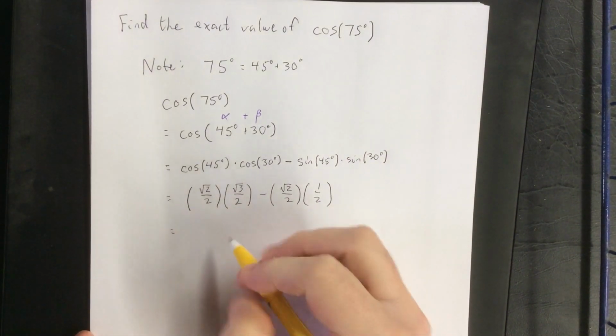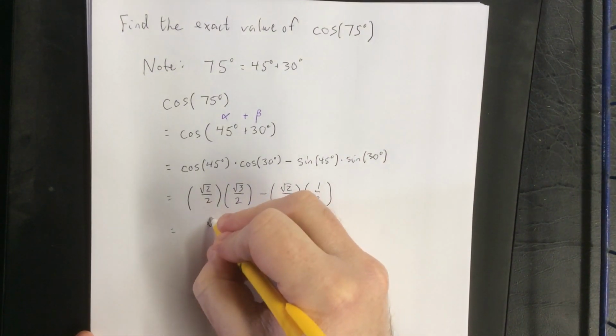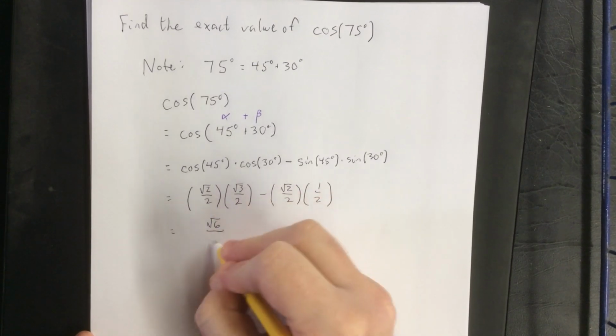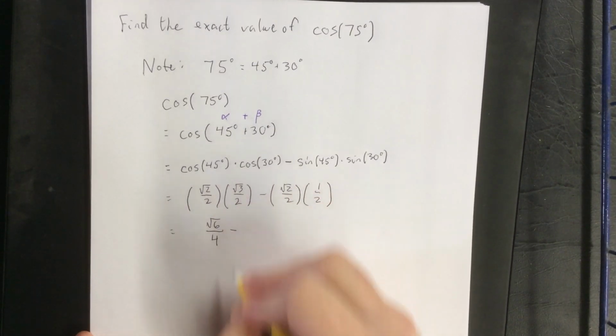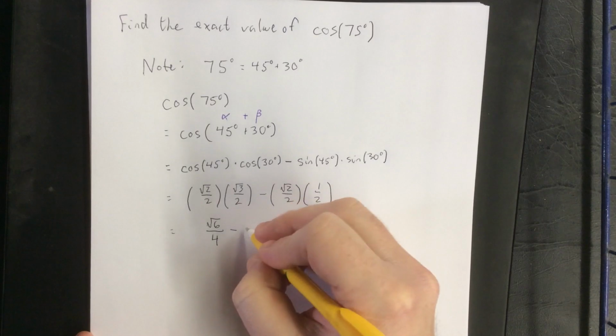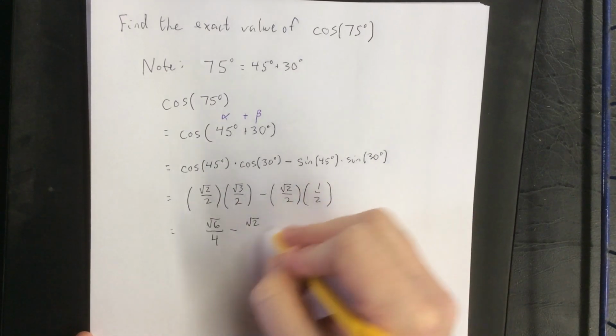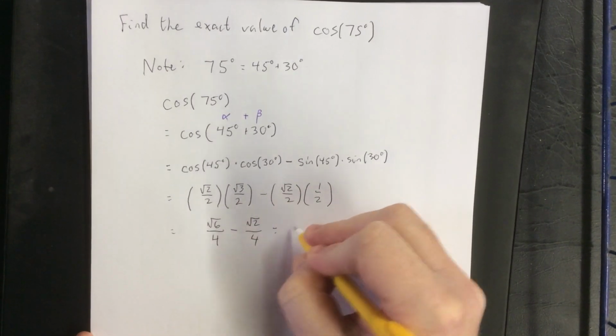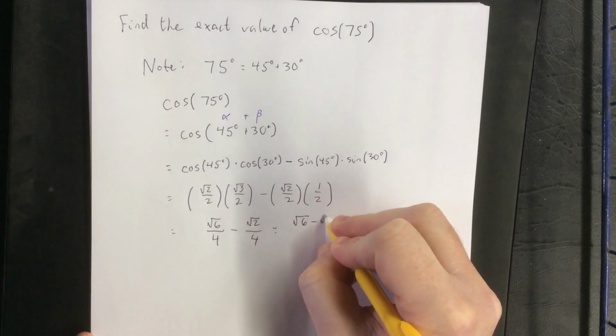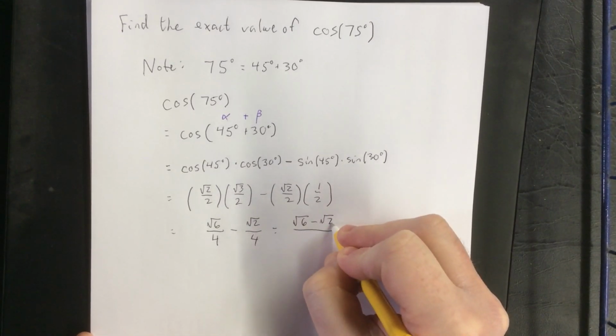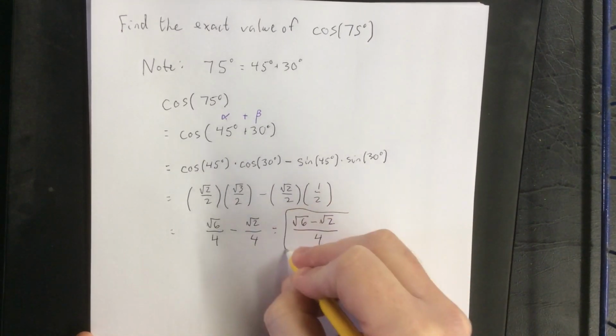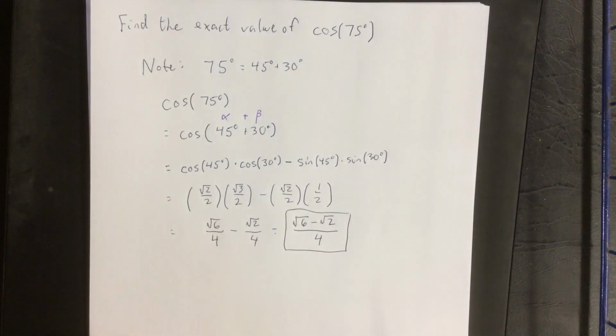Multiplying these fractions together, root 2 times root 3 will be root 6, and 2 times 2 in the denominator will be 4. Minus, numerator is root 2 times 1, that'll be root 2. Denominator is 2 times 2, that's 4. These radicals cannot be combined because they are not like radicals. So final answer for this one would be root 6 minus root 2 all over 4.